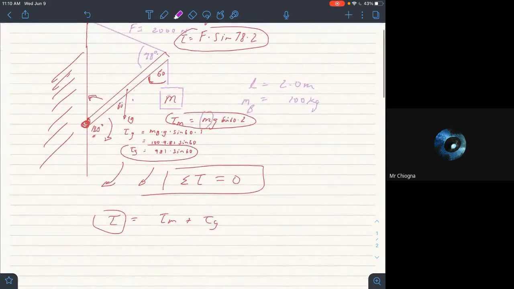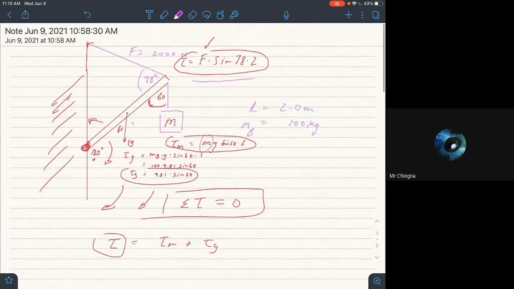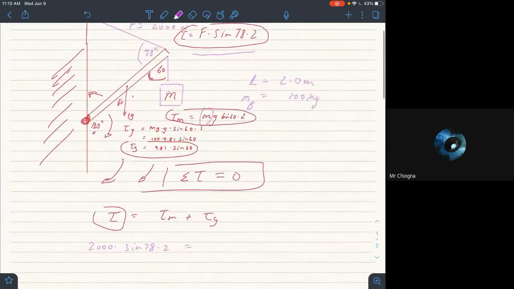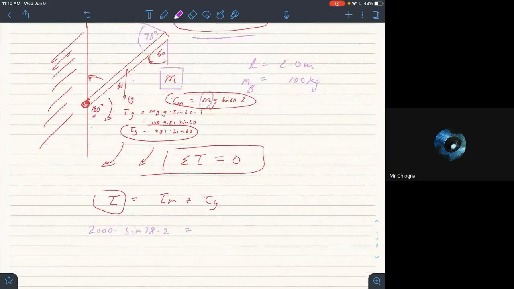I'll write it in, but you have F times, right up here, F times sine of 78. That's 2000 times sine of 78 times 2. You can reduce that further. Tau M, M, you don't know. I'll write it in red. G is 9.81. I'm just copying this out here. Times the sine of 60 times 2. You can simplify that further.